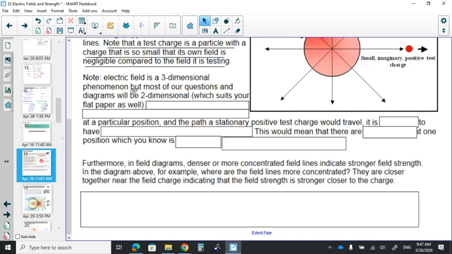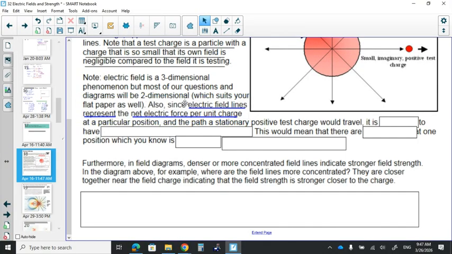So yeah, the electric field's a three-dimensional phenomenon, but we're going to draw it two-dimensionally. The electric field lines represent net electric force per unit charge, right? So this is the net force. If you're at that spot, that's the net force you'd have per unit charge, per coulomb. Or 1.602 coulomb, I guess, right? Unit charge.